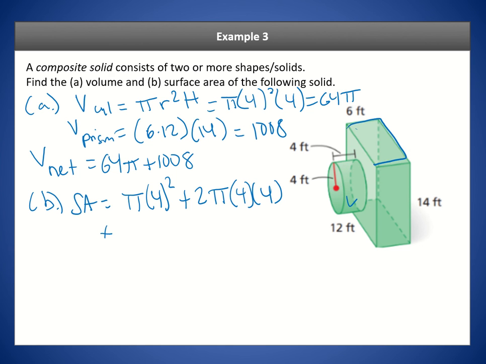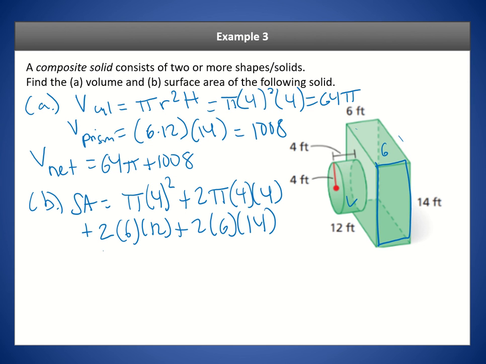So for this top rectangle, that's a 6 by 12, so 6 times 12. Same thing for the bottom rectangle, 6 times 12. So I'm going to say that there's 2 of them, so I'm going to double that number. And that takes care of the top and the bottom. All right, those are done. The one on the right and the left, let's do that next. Well, that's a 6 by 14, and there's 2 of them. So 2 times 6 times 14. All right, that takes care of that.